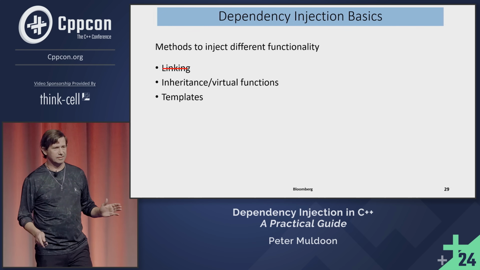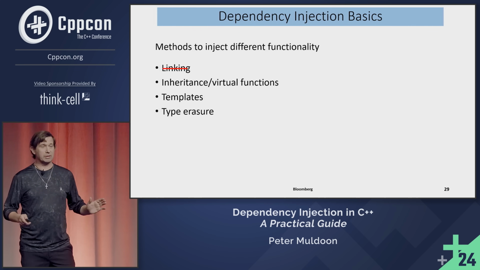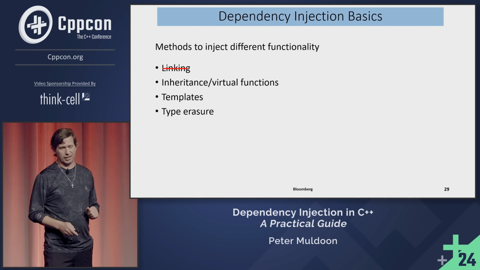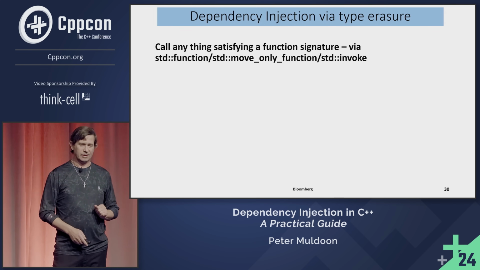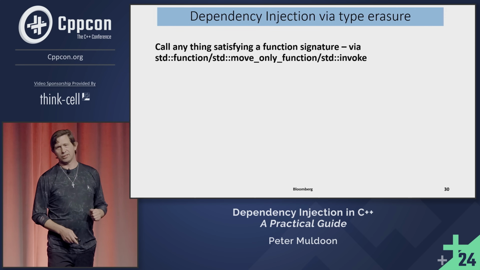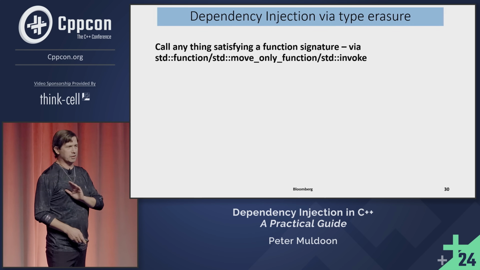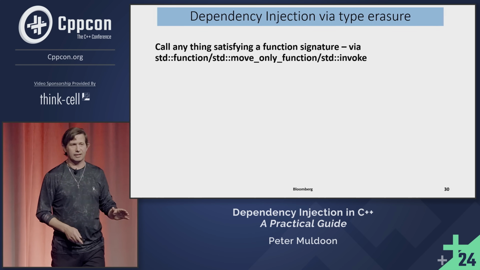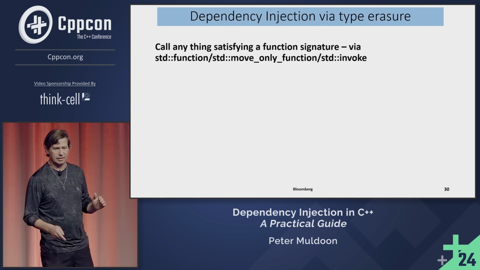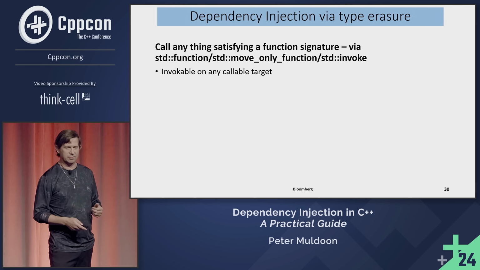Everyone with me? Yeah? Lots of nodding heads in YouTube land. All right. So let's talk about type erasure. One of my favorites came along in C++11. What I can do is take anything that satisfies a function signature. So I'm going to give you these parameters, and I'm going to get this return value. I don't care where you get it from, how you get it, just take my parameters and give it back. That's std::function. Move-only function is later in the standard, and invoke.